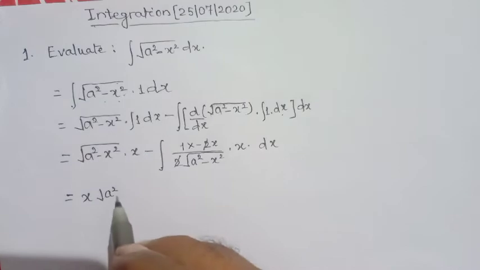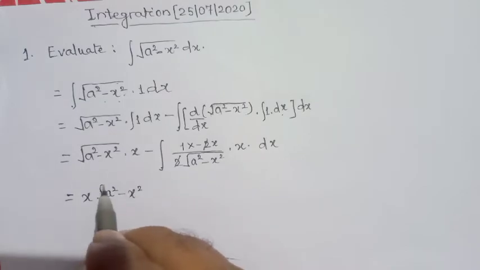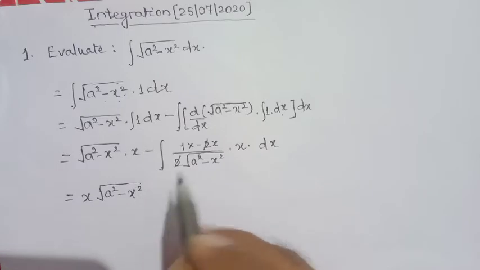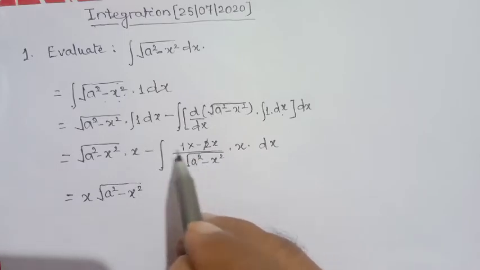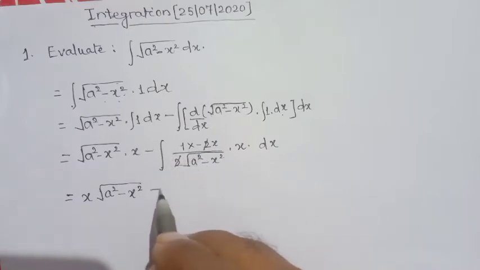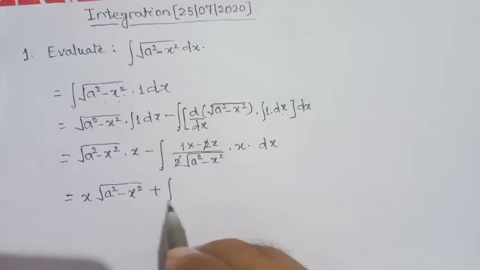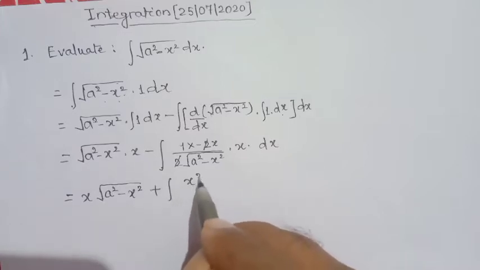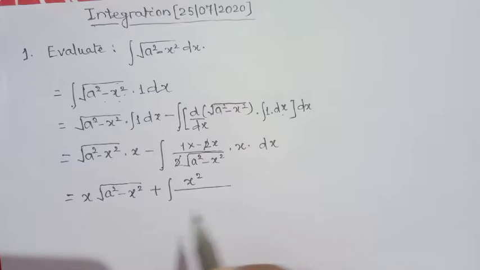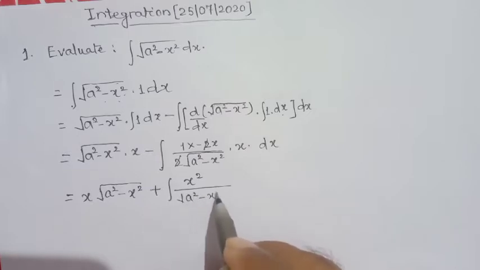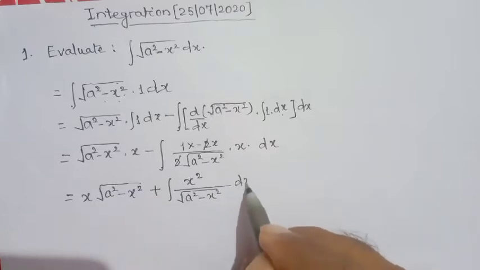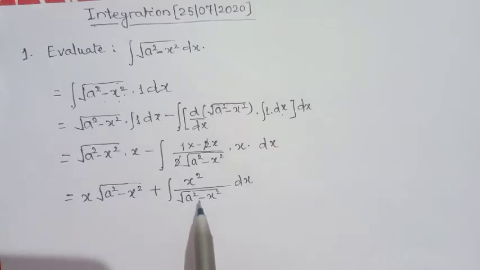Now we write further as x into under root a square minus x square. This minus and this minus together become positive. Integral of x square by under root a square minus x square dx. Now you have to integrate this one.